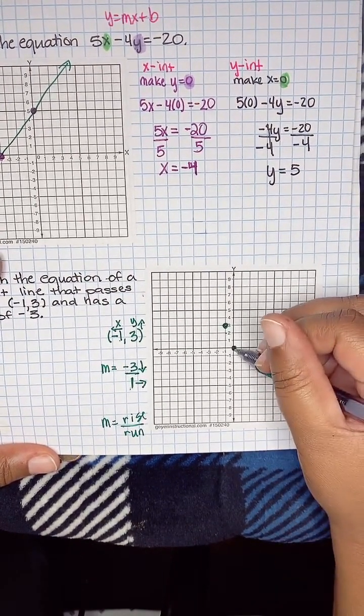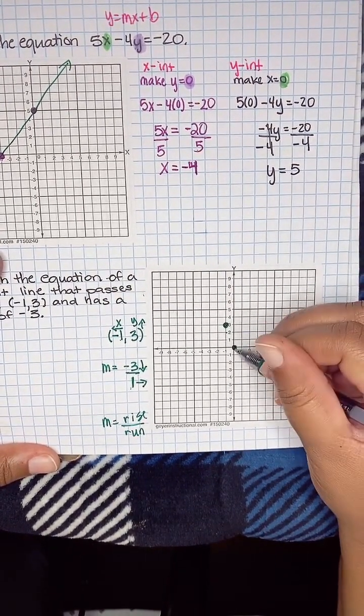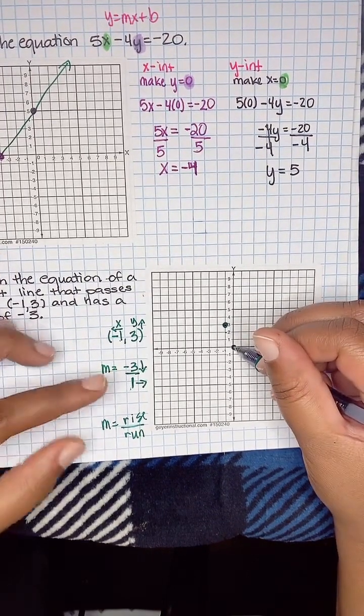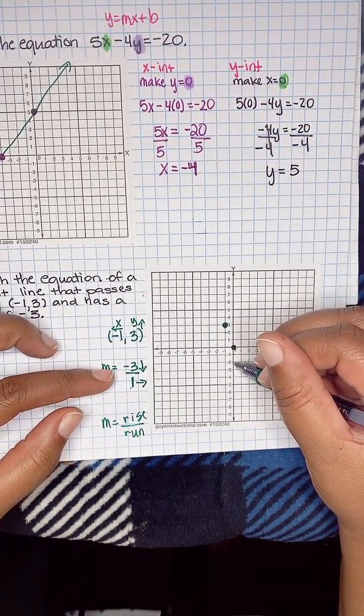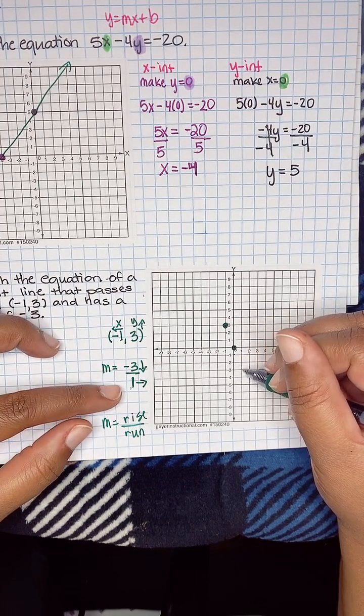And then I'm going to do it again. You really don't have to do it again. You only need 2 points. But let's just practice. So from this point, I'm going to go down 3: 1, 2, 3. And I'm going to go 1 to the right.